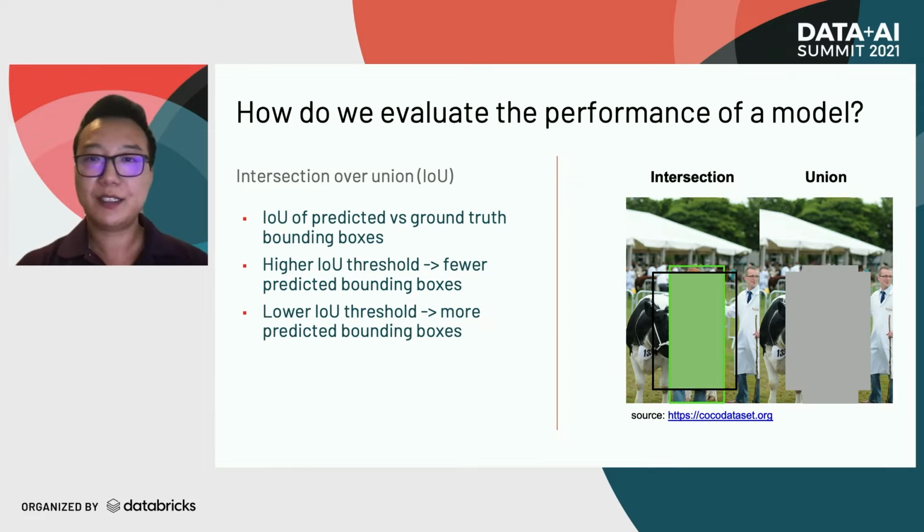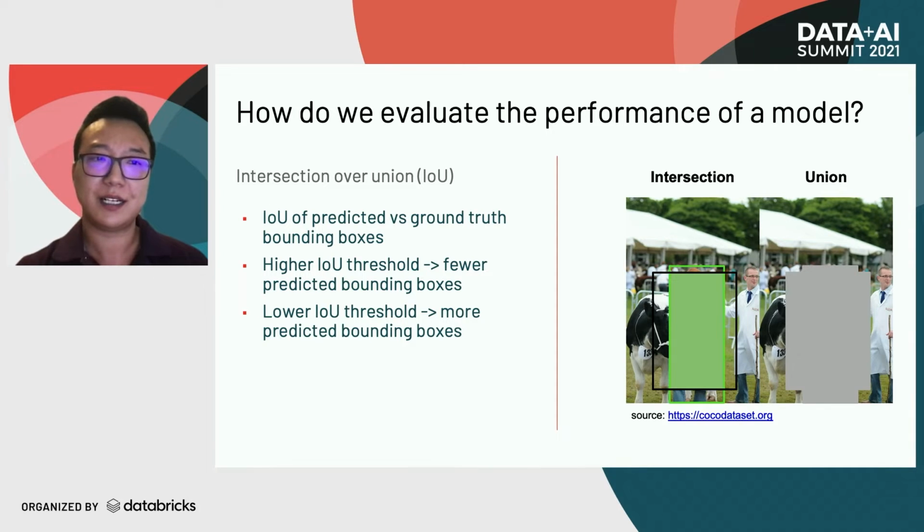So to evaluate the performance of a model, we have to be able to take the predictions that the model generates and then match them to the ground truth labels. And then finally just evaluate the quality of the bounding boxes as well as the correctness of the classes. So to do that, there are kind of two metrics and two concepts we need to be aware of.